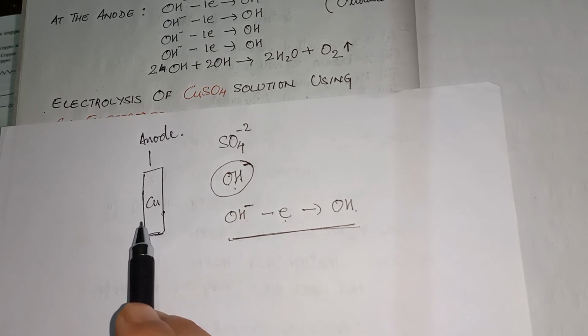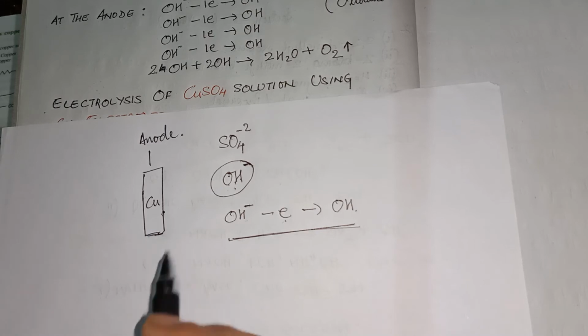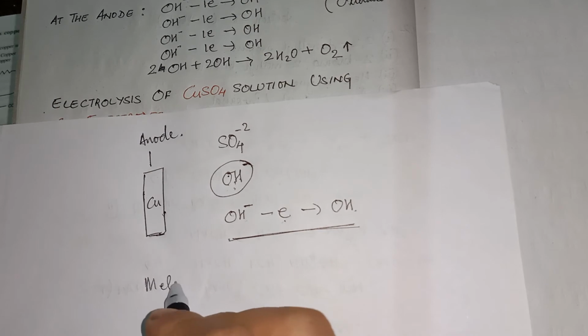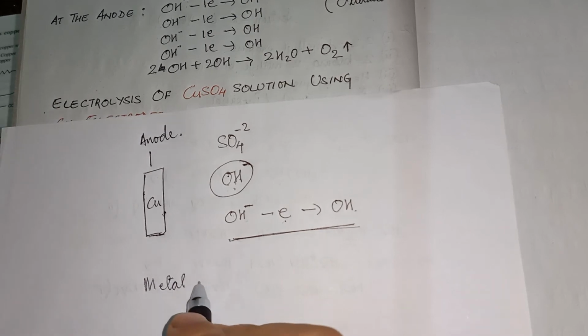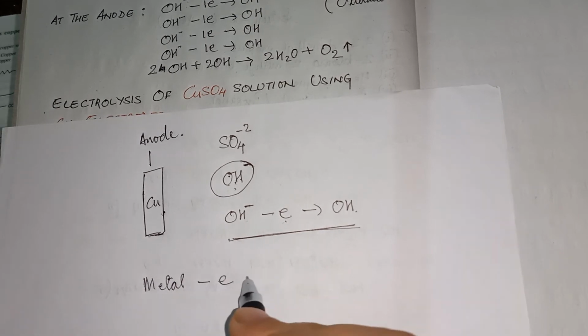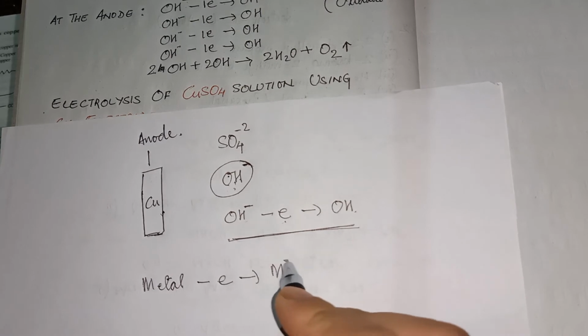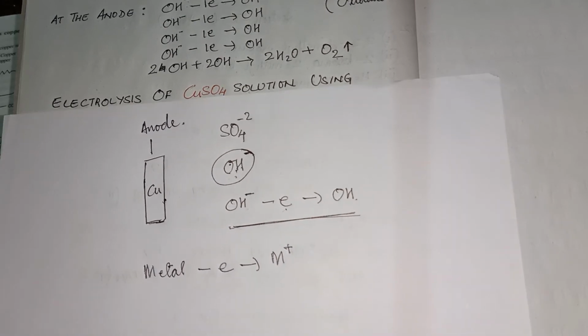Does metal lose electron or does metal gain electron? Now the nature of metal is that metal always loses electron and converts into cation. Metal never receives electron from others. They always donate electron to others.